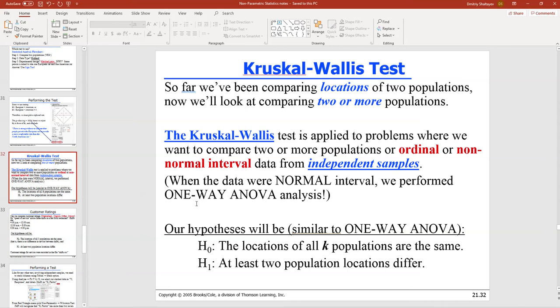So one-way ANOVA applies when you have 3 populations or more, and I told you that one-way ANOVA is like a smoke detector, right? It will not tell you where the smoke is, but it will tell you that there is a fire.